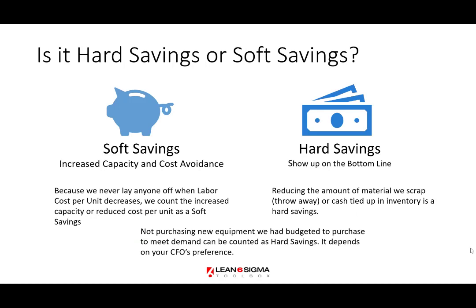In the continuous improvement space, we'll often talk about hard savings and soft savings. The real difference here is that hard savings will show up on the bottom line of your balance sheet or your financial statements. The soft savings are things that won't necessarily show up on the balance sheet, but they're really good for the company. Things like increasing capacity and avoiding costs. Those are things that are soft savings. We never want to lay anyone off when we improve our labor cost per unit. So we'll talk about that a little bit more here in the next slides.